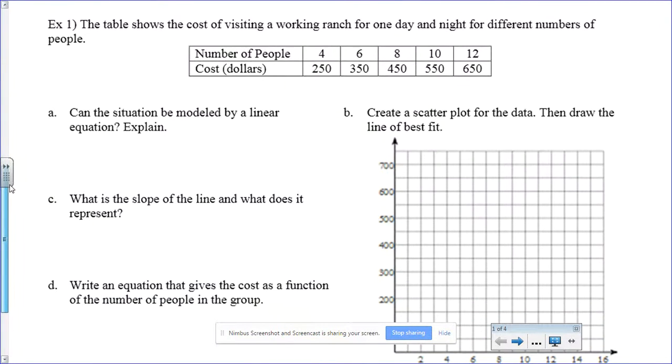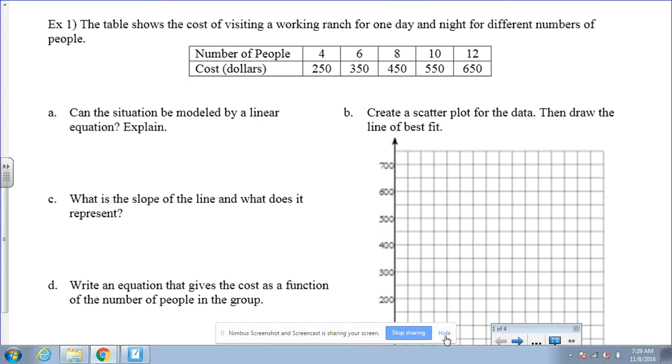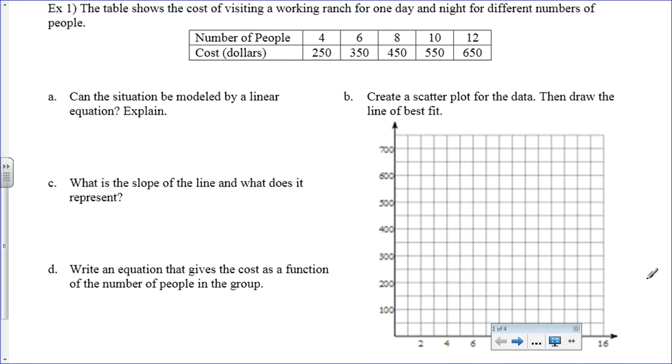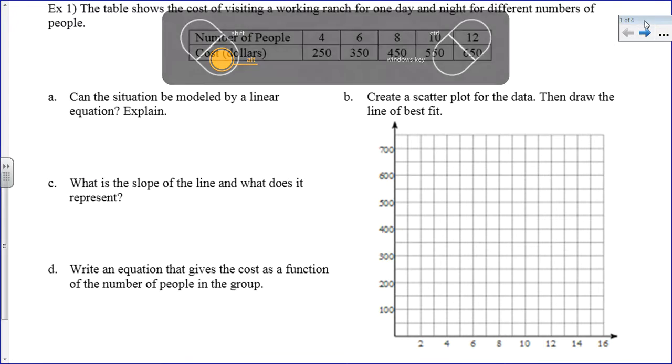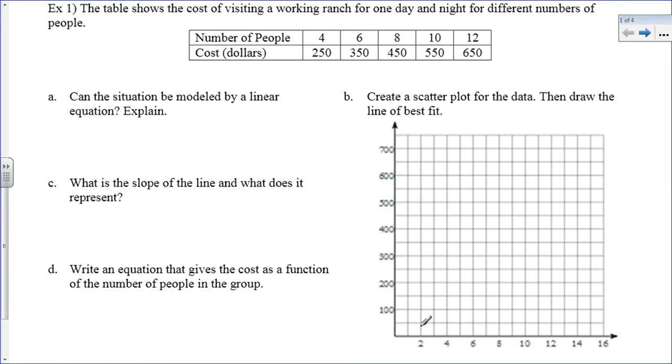For the first example here, it's formatted a little differently than our normal scatter plots. And once we plot this, you'll kind of see why. So I'm going to actually skip part A for a second, and I'm going to go ahead and plot the points so that you can kind of see where they show up on the graph. So we're going to go ahead and plot 4, 250, 6, 350, 8, 450, 10, 550, and 12, 650.